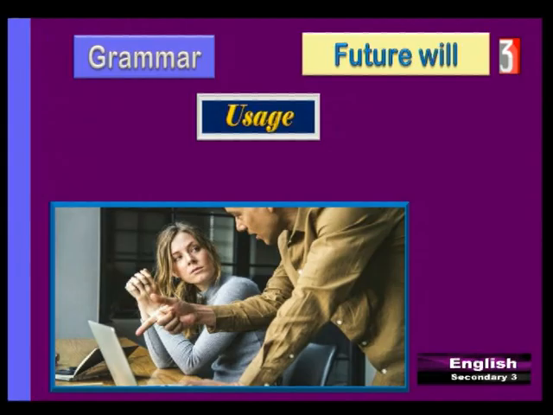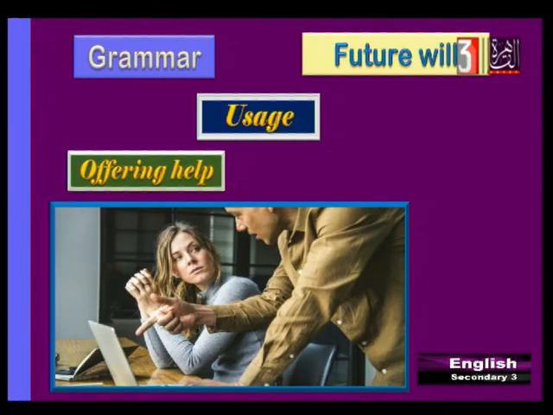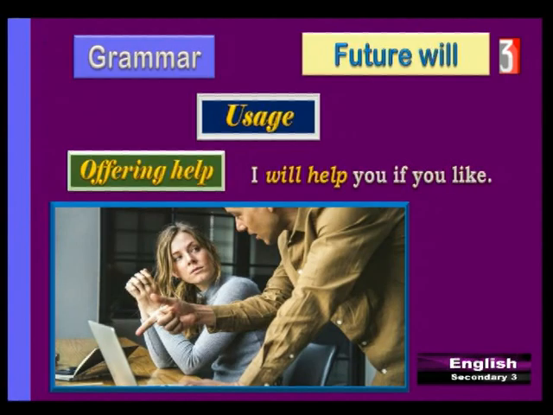We're still working on will. So what do you think here? We have two persons here on the screen. What do you see? Offering help. When you offer help to your colleague, your friend, or your parents, you say, what do you think of the sentence here? I will help you if you like. So when you offer help to someone, you use will plus infinitive of the verb. I will help you if you like.